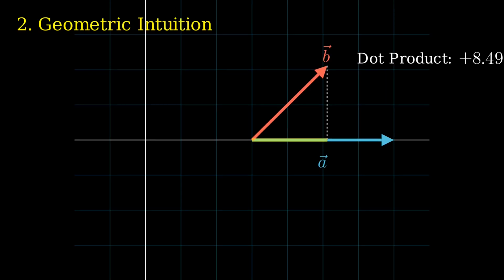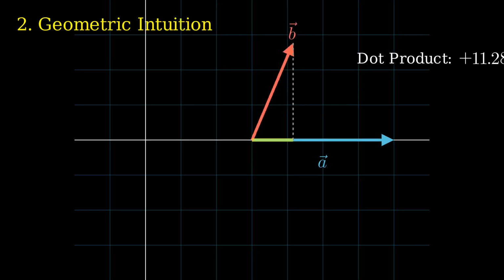Think of a light shining from above. The red vector casts a shadow onto the blue vector. The inner product is directly related to the length of this yellow shadow. When the vectors point in the same direction, the shadow is long and the product is positive.